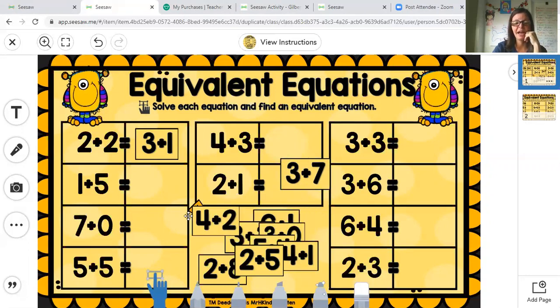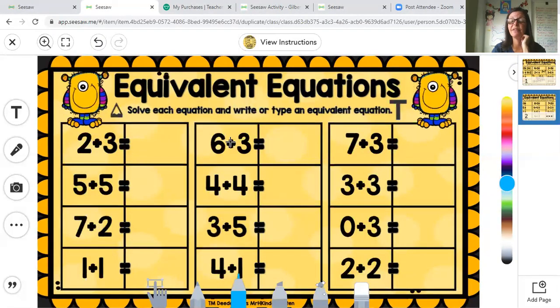So let me go ahead and click on that and slide that over there, and that is going to be correct. So you're going to continue on. You're looking for the same equivalent equations on the left and the right, okay? So whatever is on the left, you have to find a matching equation or a matching addition sentence to match the answer, okay? So hopefully you guys are going to understand that. And then let me just show you really quick. You're going to actually be doing the same thing on the other side. The only difference is you are going to write the equation or you are going to type it.